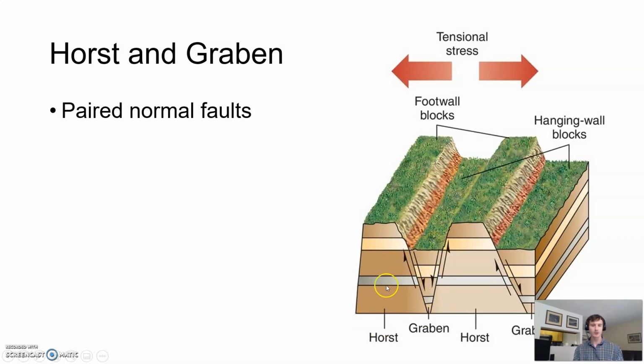I like to remember, Horst, it looks like it's been hoisted up. Graben, it looks like somebody grabbed it and pulled it down. These are going to be also, just like normal faults, a result of tensional stress, pulling these things out.